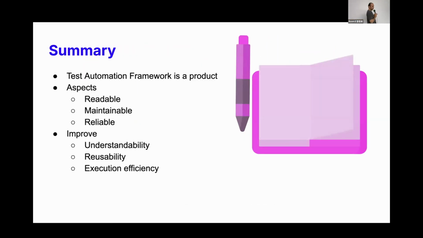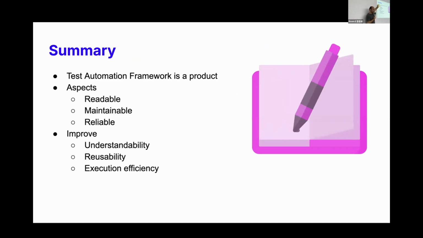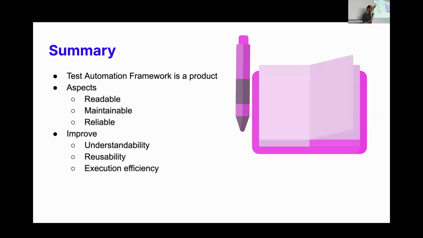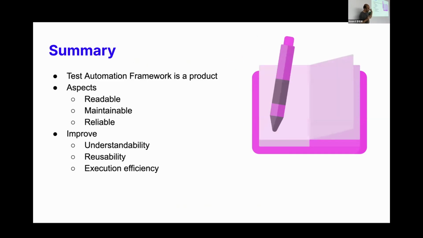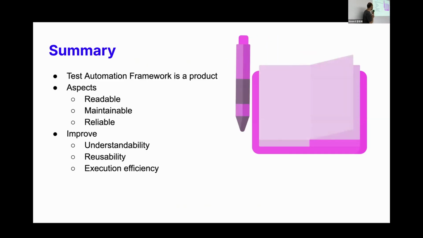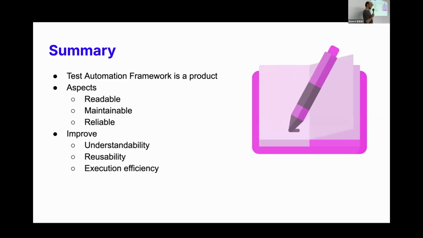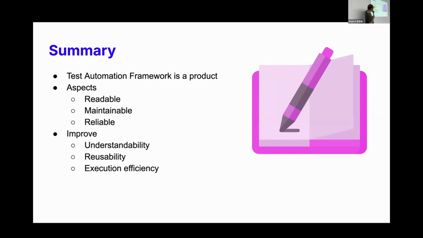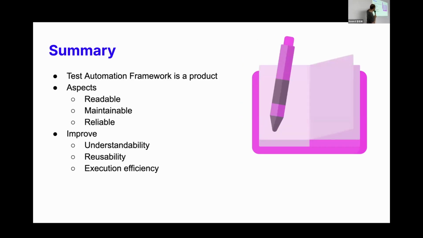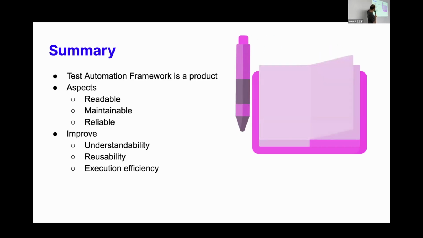And summary, let's wrap up. Test automation is not an end product. End users will not see my test code, but it is a product. So please do care about user friendliness. And what kind of users or use cases can I have on my test automation framework? Reading, writing, maintaining, or running the test cases, right? So these are the aspects of test automation.